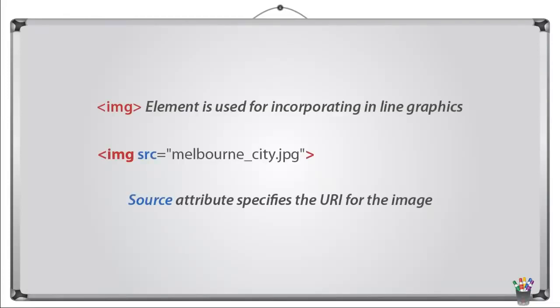Now, the image element is used for incorporating inline graphics. What that means is, if you want to have an image on your web page, it needs to be included in an image element, or else the browser will not understand the markup language. Therefore, I want you to imagine a blind citizen, for example. Okay? It'll make sense to you in a minute.